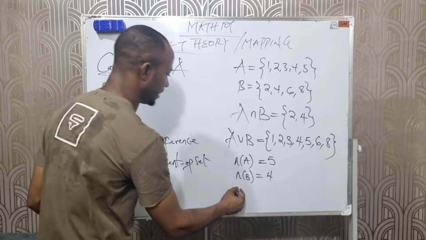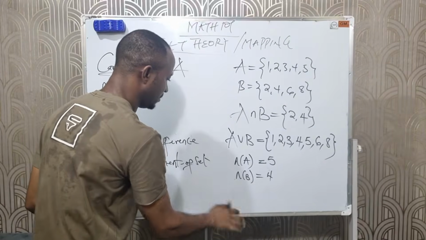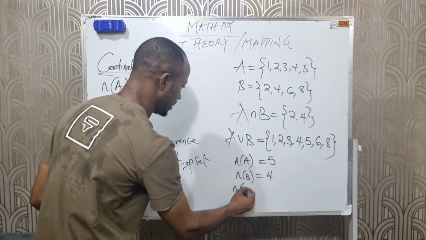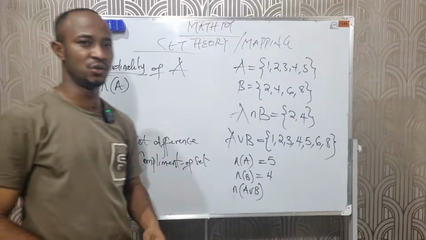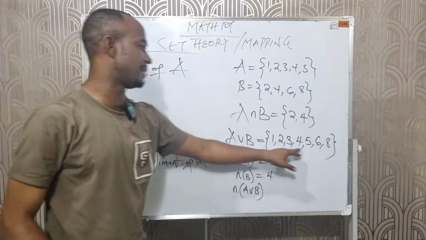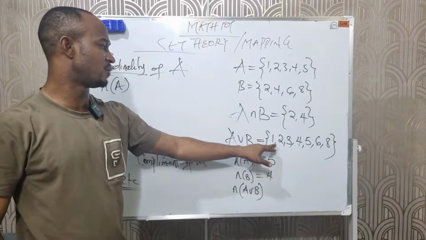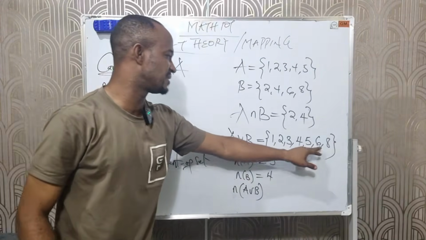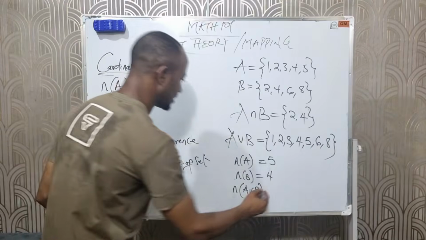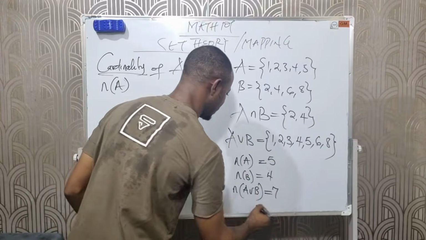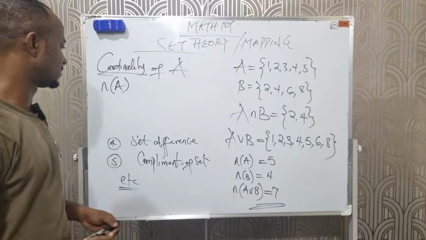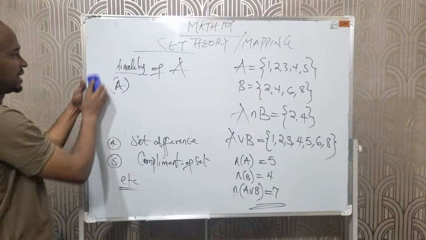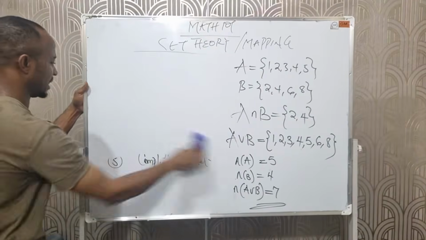What if we also find the number of elements in A union B? Meaning, in their union, how many elements do we have here? We have 1, 2, 3, 4, 5, 6, and 7. The answer here is 7. Number of elements in the union is 7. Right? So let's proceed to something else.